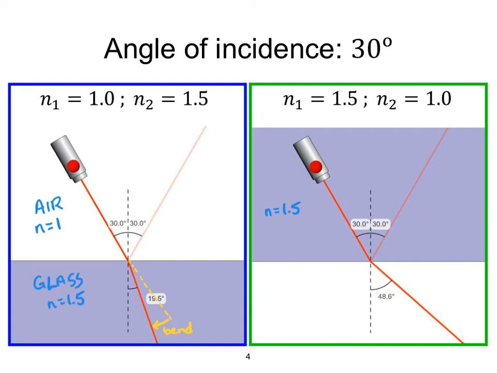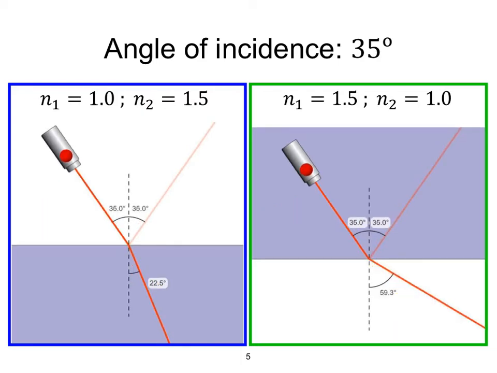On the right, the ray is produced in glass with index of refraction n equals 1.5. The ray then travels into air with an index of refraction of n equals 1. Since the index of refraction of glass is greater than the index of refraction of air, the refracted ray bends towards the boundary between the two media. In both cases, as the angle of incidence is increased, the angle of refraction also increases.